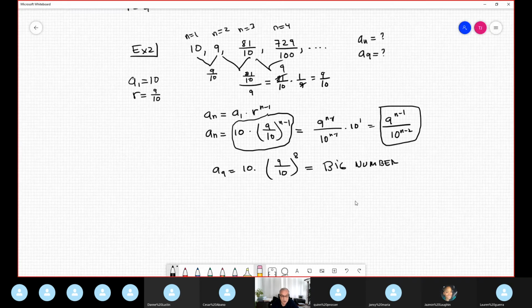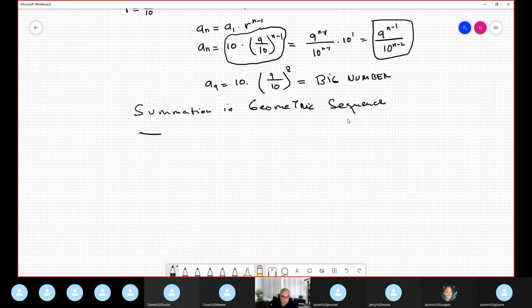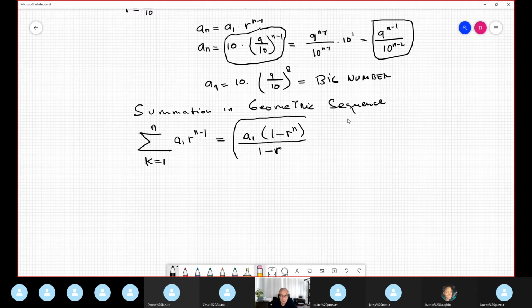Well, I changed something now. I changed to summation in the geometric sequence. So I need to find the summation. Summation in geometric sequence. So what is the formula? Well, the formula is a little bit weird. Summation is basic summation from k=1 to n of any element, a1 r^(k-1). And the formula says is a1 parenthesis 1 minus r raised to the n power divided by 1 minus r. This is the formula for the summation of the first n elements in one geometric sequence.